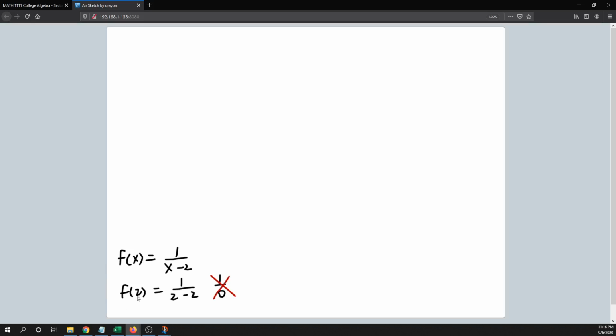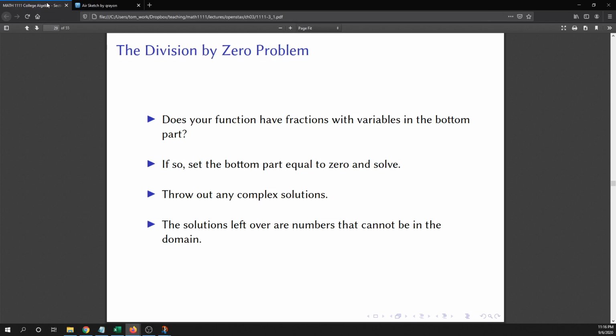2 is a legitimate number, but when I plug it into the function, I don't get a legitimate number output. And there's no way to fix that. So what we would say is that 2 is not in the domain. In other words, don't plug 2 into this function because when you do, something bad is going to happen. So that is the division by zero problem. When you're asked what is the domain of this function, that's at the top of the list that you're going to check.